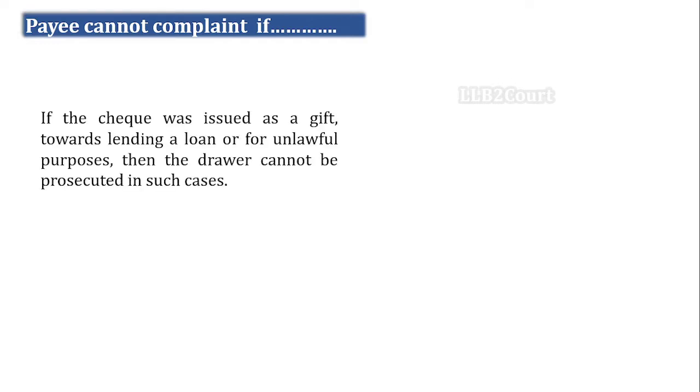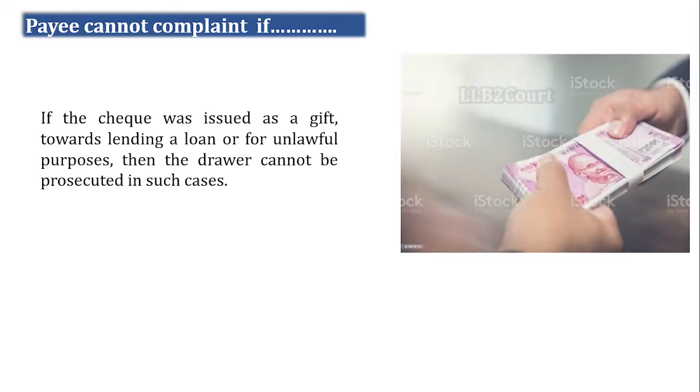The very important thing which we have to note here is that the payee cannot complain if the check was issued as a gift or provided as security to lend a loan or for any other unlawful purposes. Only when the payee has given some debt beforehand, and the drawer, in discharge of his liability for that debt, issues a check, and that check is dishonored due to insufficient funds, can the payee complain or seek a legal remedy. Otherwise, he cannot.